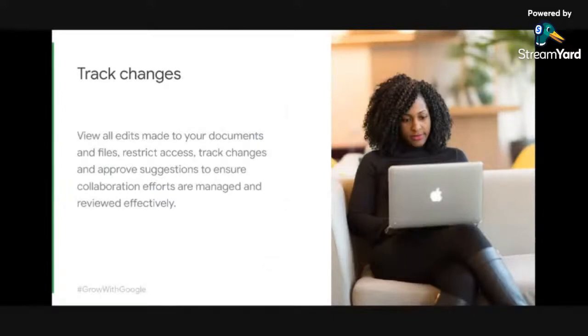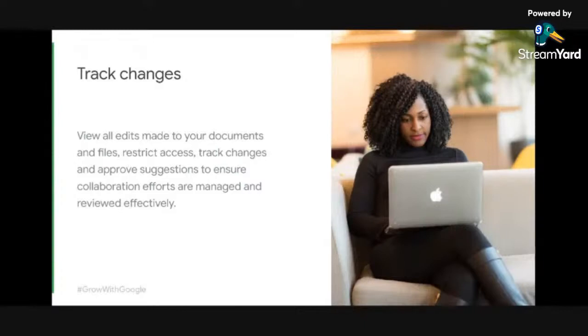If you're collaborating with several people on a single file, it can be difficult to point out who made certain changes and when. You can keep track of changes in shared files by identifying changes and who made them. You can also revert to a previous version. Google Workspace enables you to view all edits you made to your documents and files, restrict access, track changes, and approve suggestions to ensure collaboration efforts are managed and reviewed effectively.